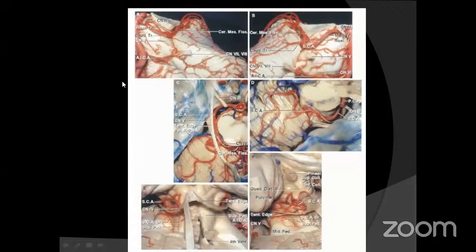Now, as we have briefly described and discussed the segments, the distributions, and the branches of the SCA, let's look at some good anatomical dissections. As we can see here, this is the basilar artery. It's going to give rise to the superior cerebellar artery, and it's going to divide into two trunks, a caudal trunk and a rostral trunk. It runs in the superior mesencephalic fissure before it divides on the tentorial surface of the cerebellum into cortical segments.